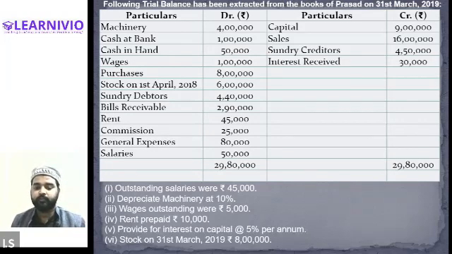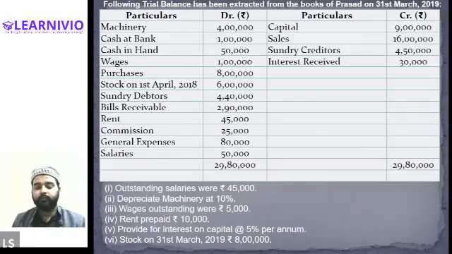Then we have rent, and there is an adjustment entry regarding rent also given in the question. Additional entry number 4, rent prepaid. So rent is 45,000 and rent prepaid is 10,000. That means the entire amount of rent will be recorded in the profit and loss account on the debit side. Rent 45,000 plus prepaid rent 10,000. That means total rent in the profit and loss account should be 55,000.